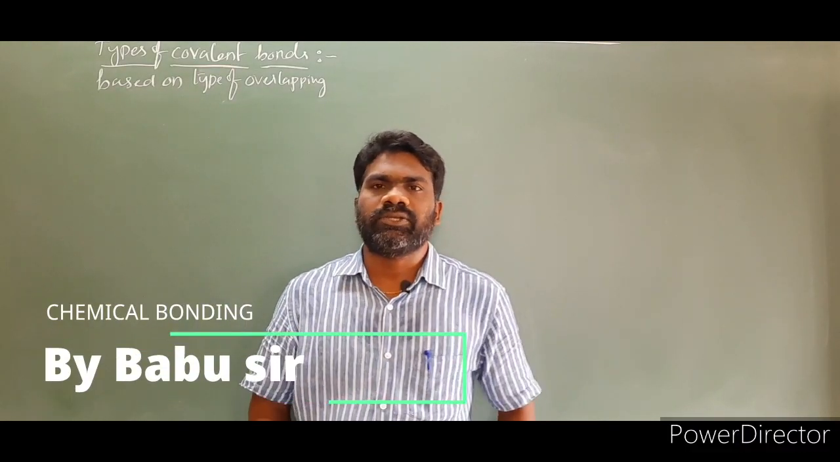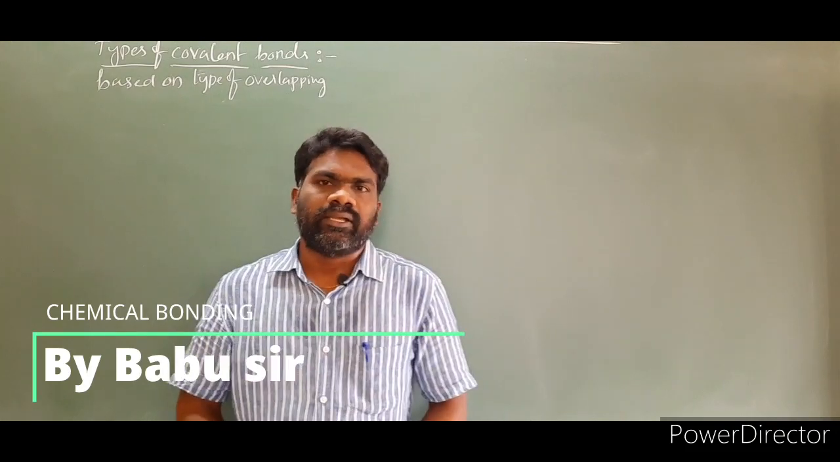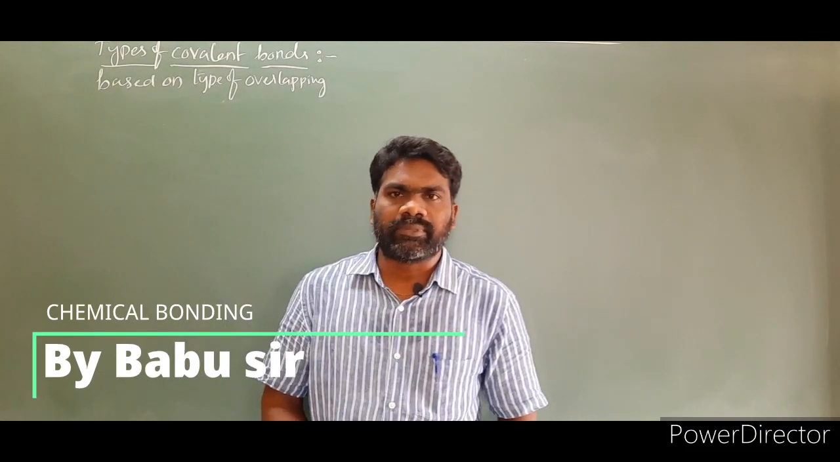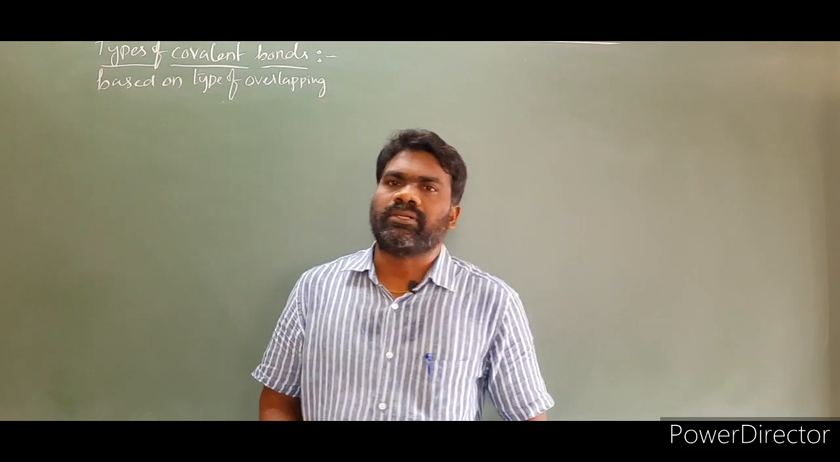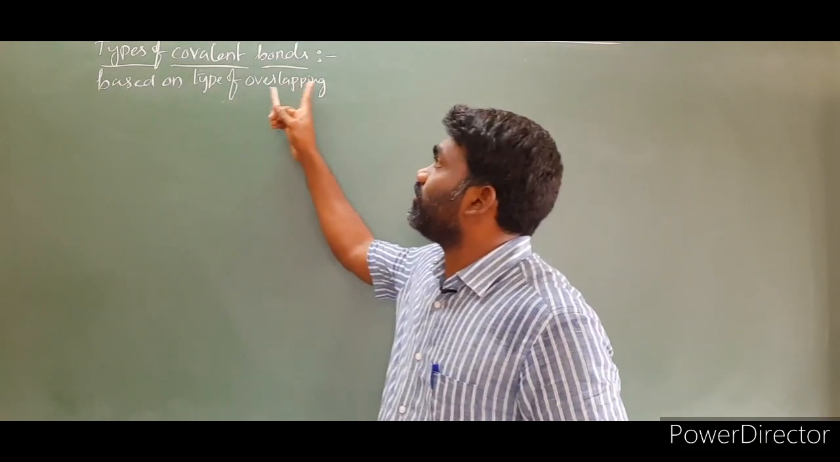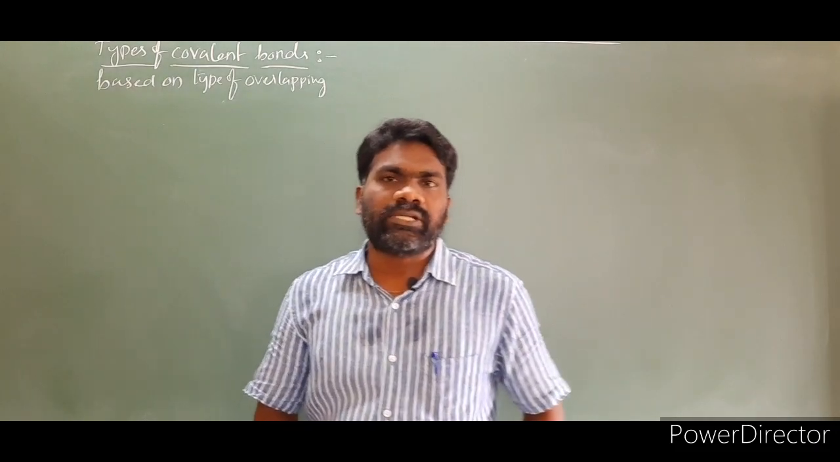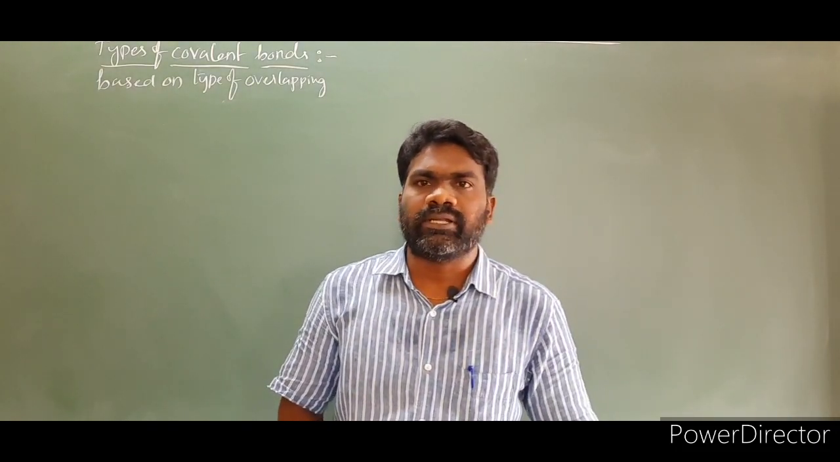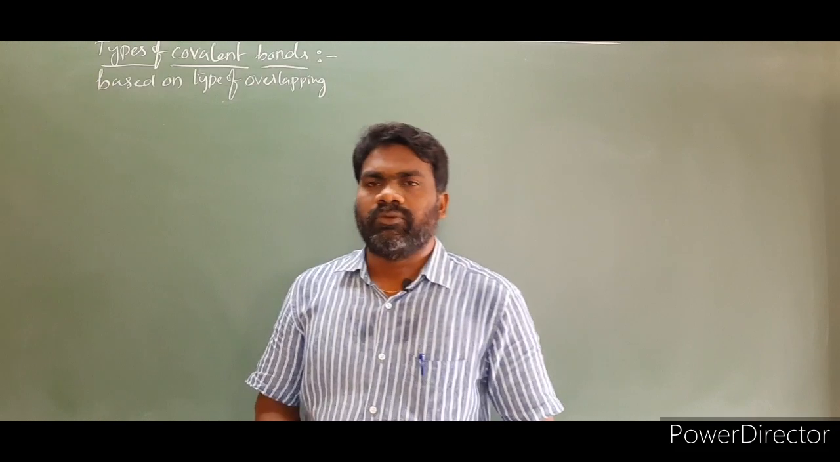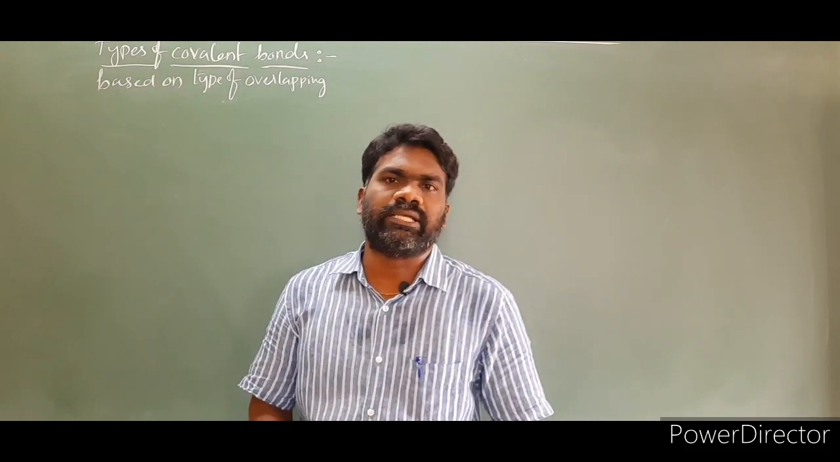In last class you learned valency bond theory, overlapping of atomic orbitals, and types of overlapping. But today's topic is types of covalent bonds based on type of overlapping. Based on type of overlapping, covalent bonds are classified into mainly two types. One is a sigma bond, another one is a pi bond.